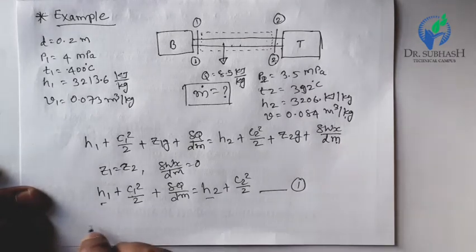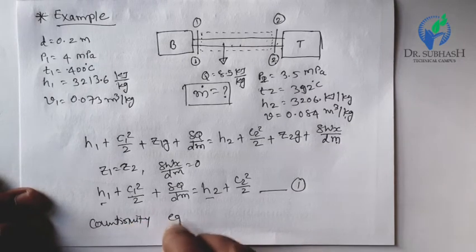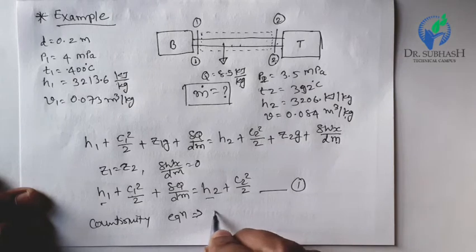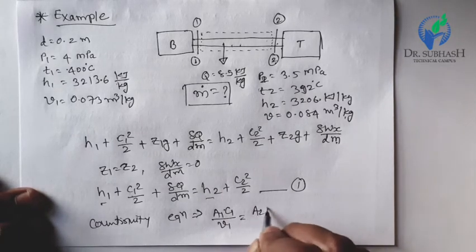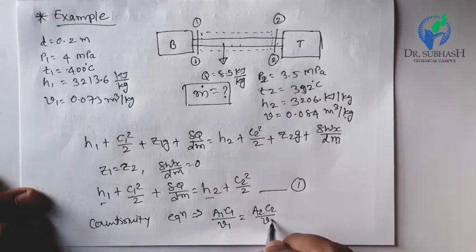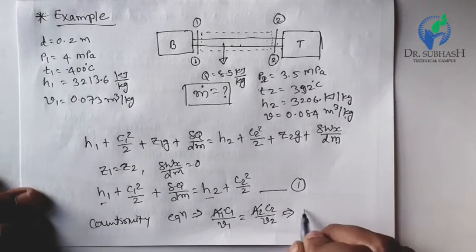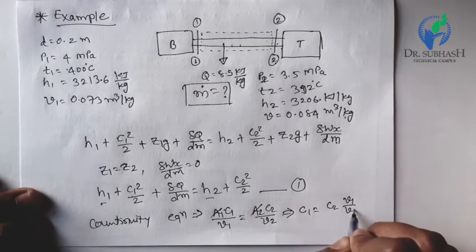So for that we will use the continuity equation, which is A1 C1 divided by v1, where v stands for specific volume, nothing but the reciprocal of the density, equal to A2 C2 divided by small v2. Here the pipe is a constant diameter pipe, so A1 equals A2, and from this equation we can derive C1 equal to C2 times v1 by v2.